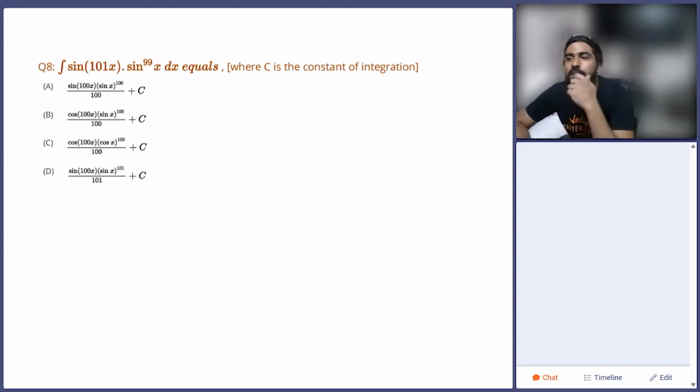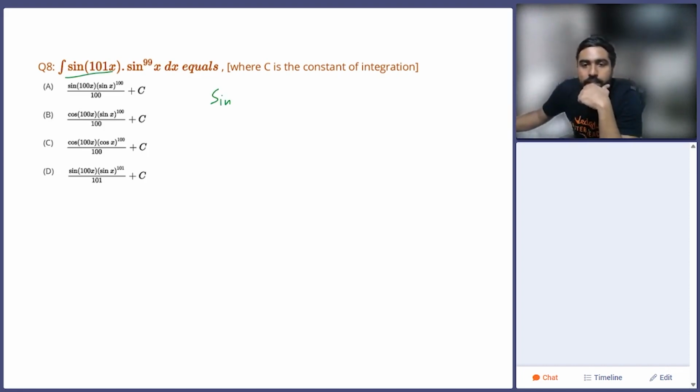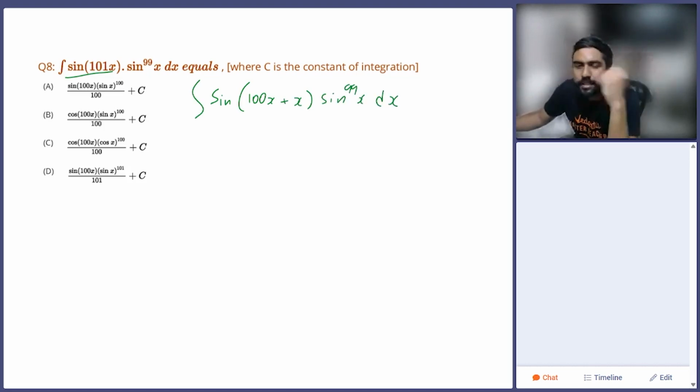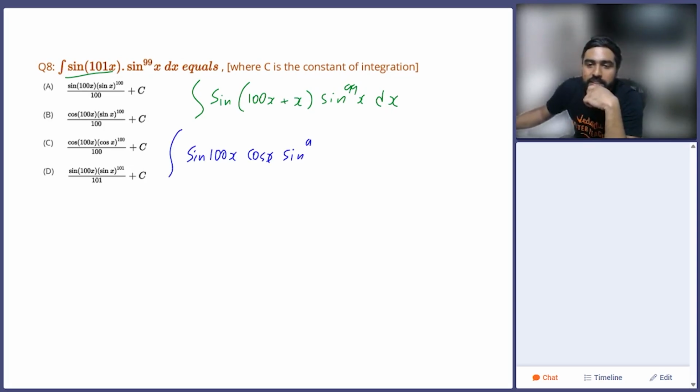What do we have here? So you have integral of sine 101x into sine x power 99 dx. How do we integrate this? Sine of 101x, I can write as sine of 100x plus x. I can write this as sine 100x plus x into sine x power 99, because nothing else I can really see to do. And now I can open this out as integral sine 100x cos x sine x power 99 plus integral cos 100x sine x into sine x power 99 dx.